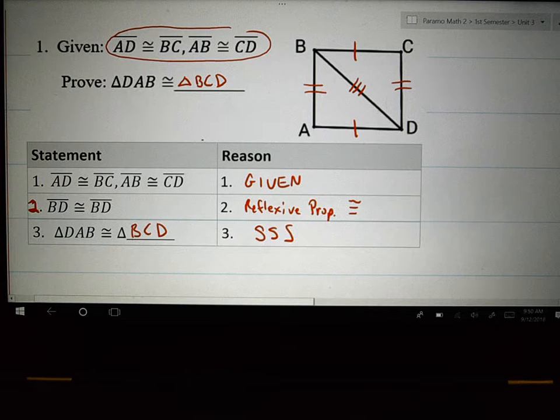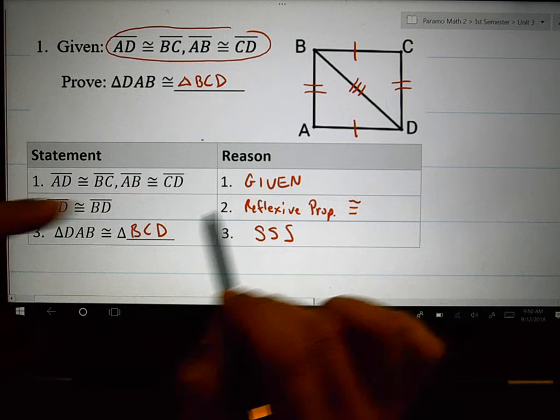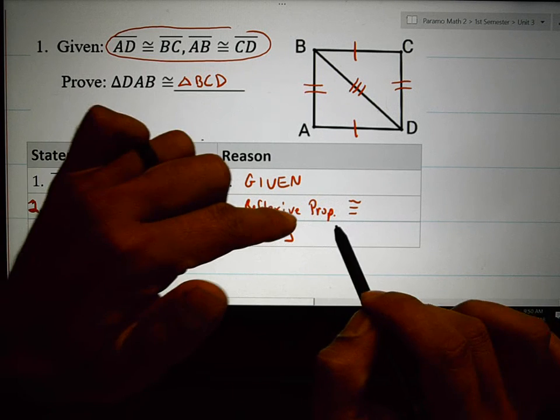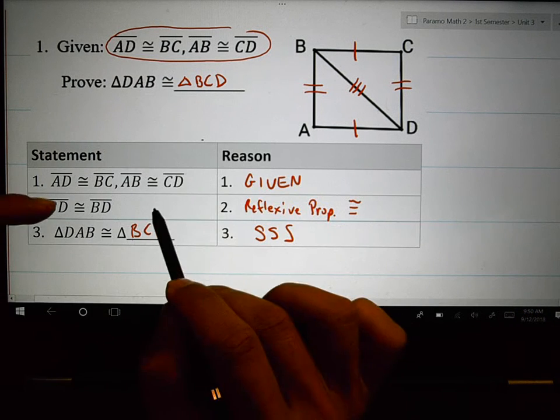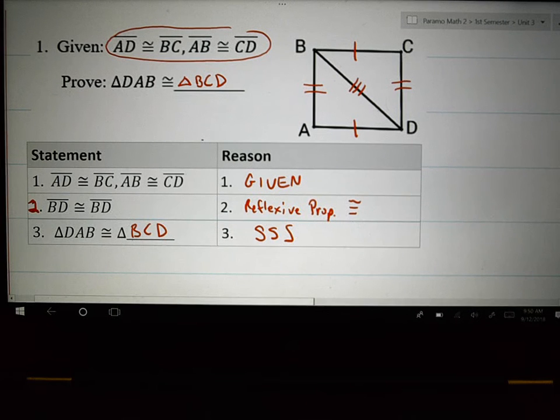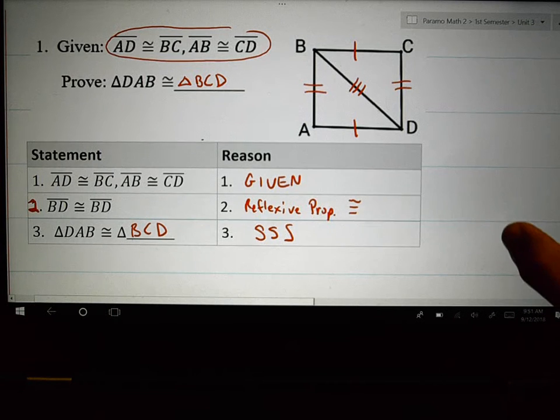A proof is where you come up with statements and you give reasons why you know things. You knew this because it was given. You knew that this is the same as itself because it's reflexive property of congruence. And then you know the 2 triangles are the same by the side postulate. That's a proof. That's how simple it is. It may seem confusing to you.